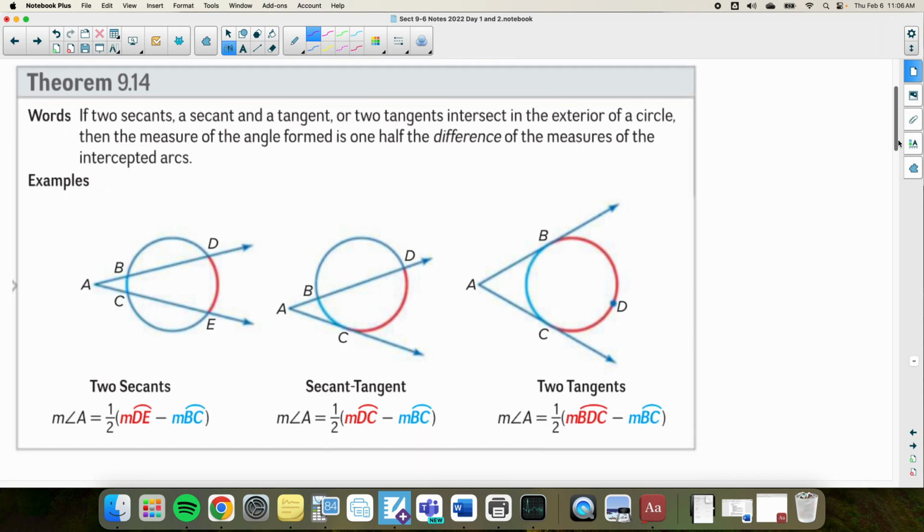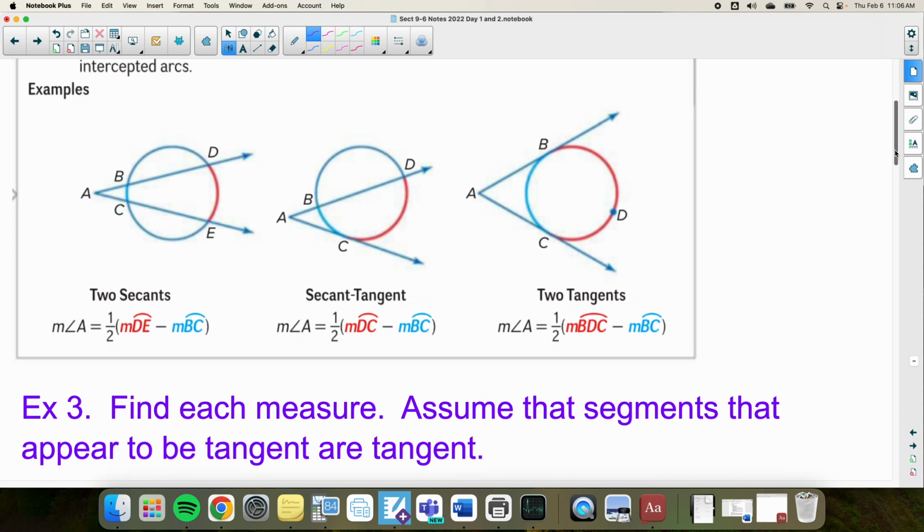This, you could say, is maybe the hardest of the three. But it doesn't matter if you have two secants, and remember secants are when they touch the circle twice, whoops. But you always go 1/2 times the arc that's furthest away minus the arc that's closest. Here, furthest away minus the closest times 1/2.